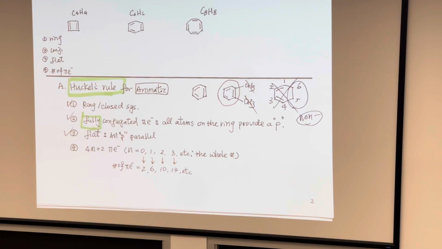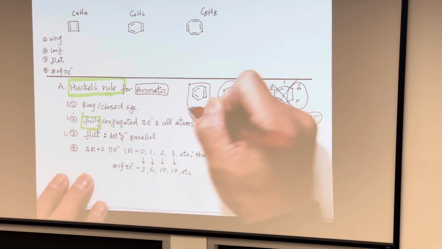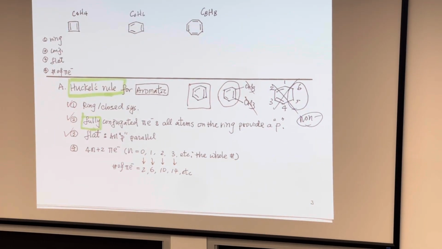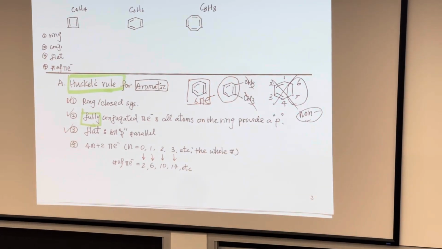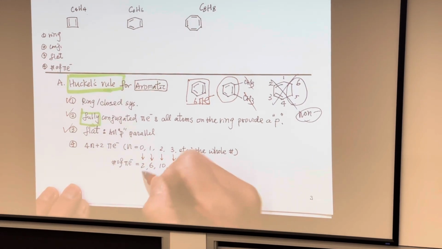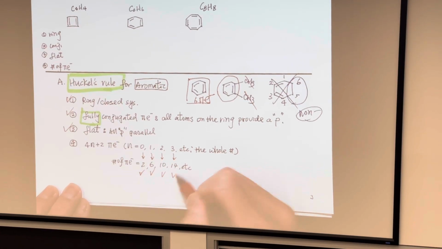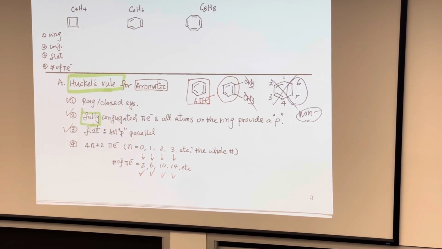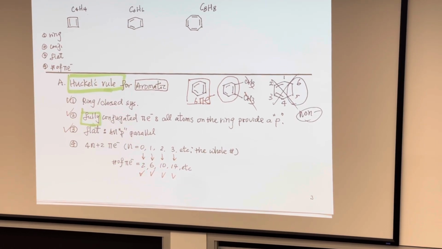Okay, now, the number of pi electrons. How many pi electrons in the benzene ring over there? Quick. We got 6, right? We got 6 pi electrons. Okay? So if you have 2, if you have 6, if you have 10 pi electrons, 14 pi electrons in the system, then we consider that to fulfill one of the requirements for aromaticity, for aromatic.